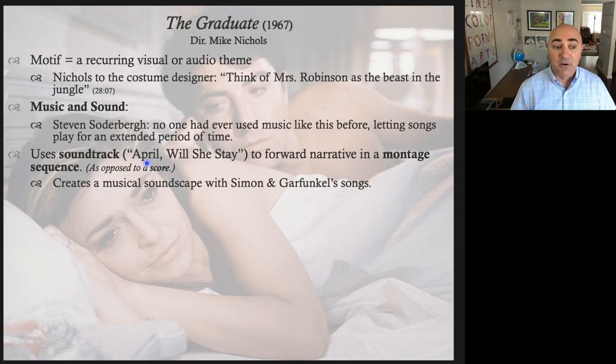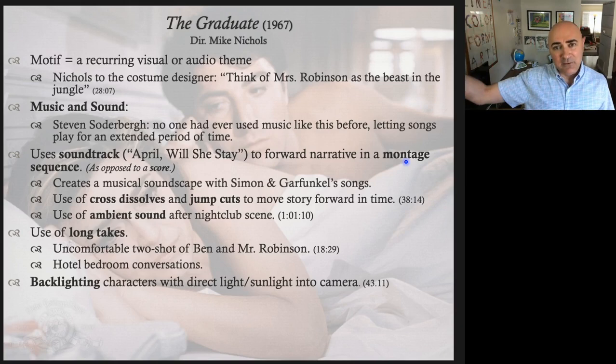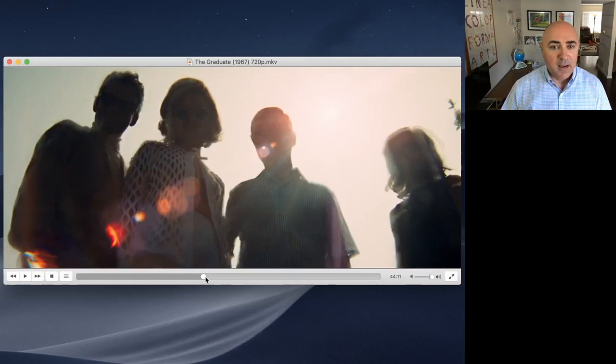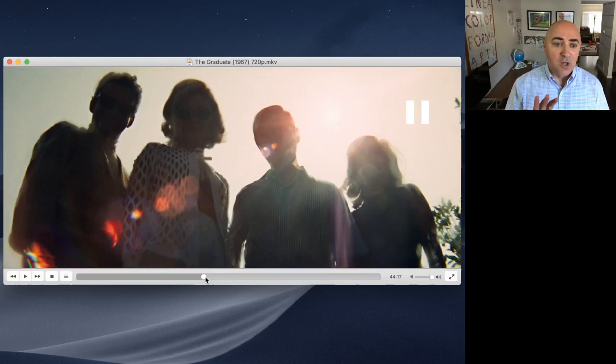Backlighting is when a character is lit from behind, and that means they are in shadow or silhouetted. Can you remember where that happens? It happens here. It's filmed from down below. It's a tilt up because that's his perspective. He can't see them very clearly. He's at a disadvantage, loafing around in the pool.